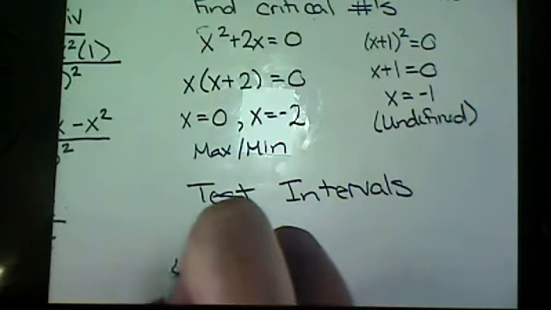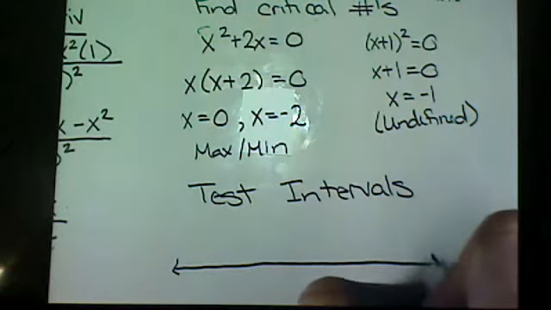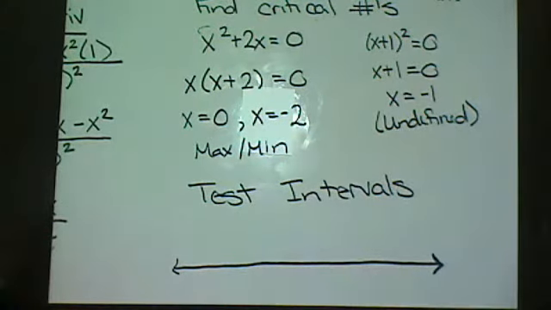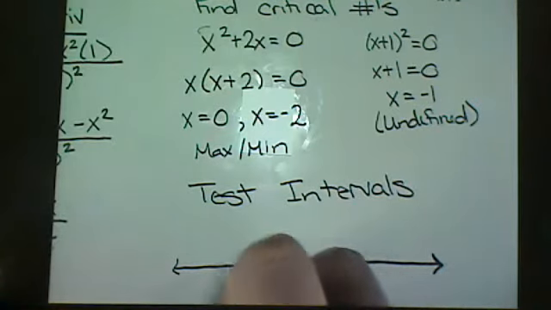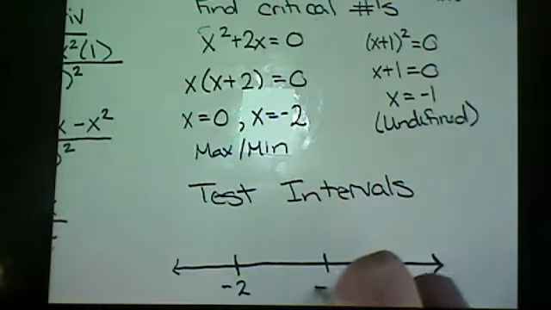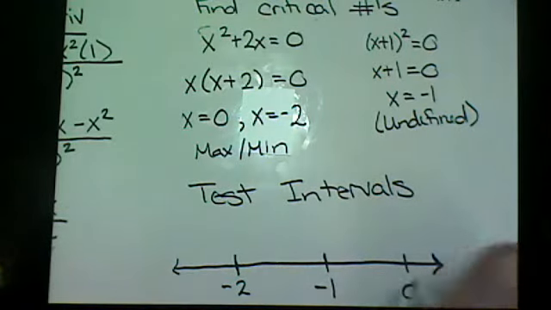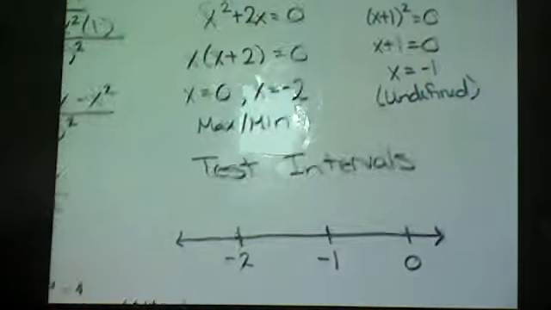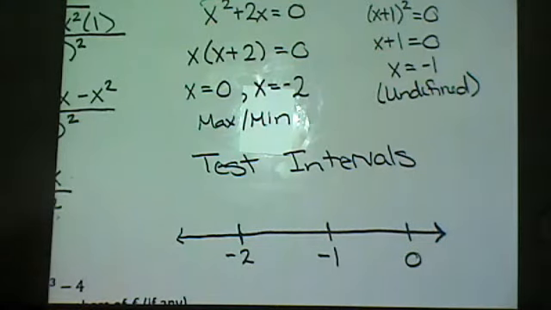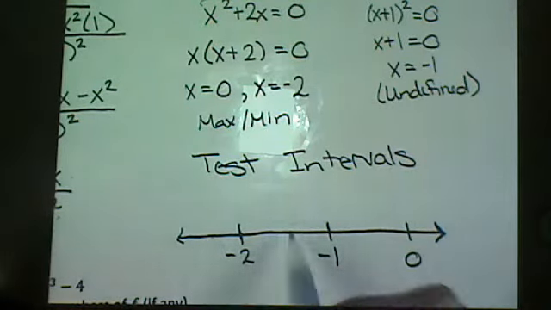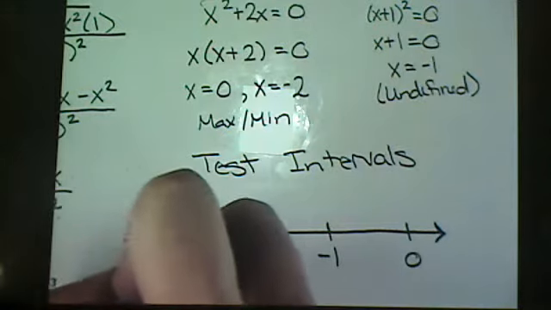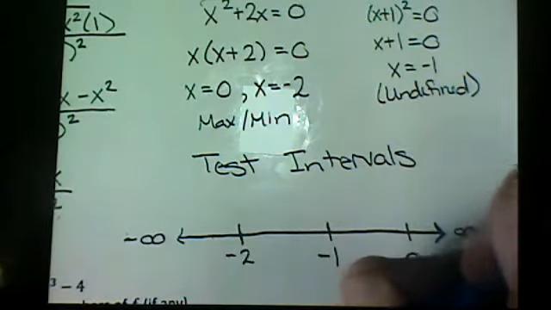I'm going to break it up into -2, -1, and 0, because those are the three numbers. Now, in order to test it, I'm going to pick numbers within these intervals. So remember, this goes to -infinity, this goes to +infinity.